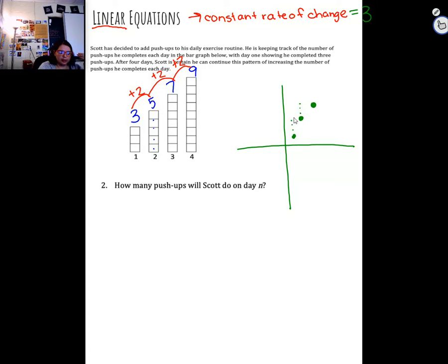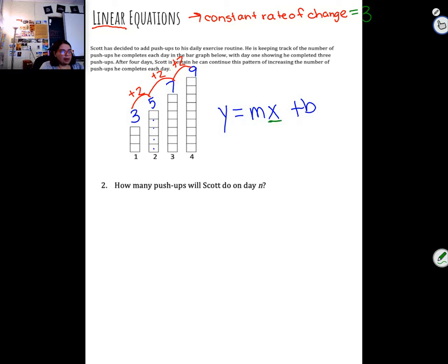So when we're looking at Scott, we can see that every time we are adding 2, we are increasing the amount of push-ups by 2, and then we are moving over 1 day. So we can take this information and plug it into y equals mx plus b. So how many push-ups will Scott do on day n? Well, that n is just going to take the place of that x.